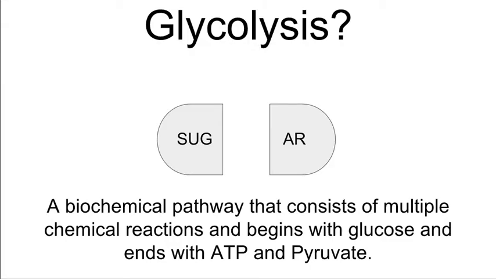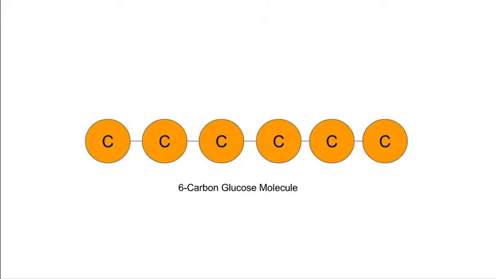Glycolysis literally means sugar splitting. If you want to be more specific, it is essentially a biochemical pathway consisting of many reactions, beginning with glucose and ending with ATP and pyruvate. Now that we got that out of the way, let's get to the fun stuff.